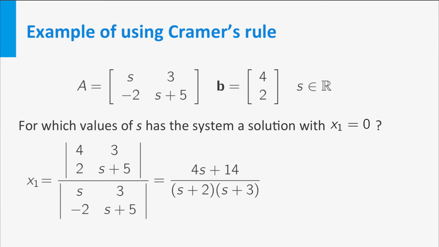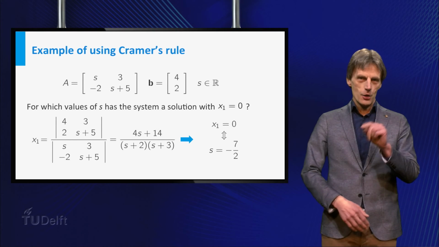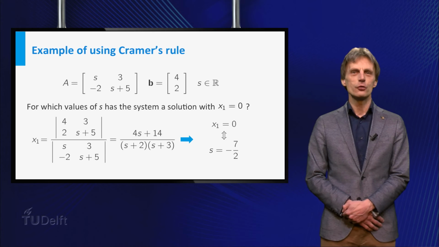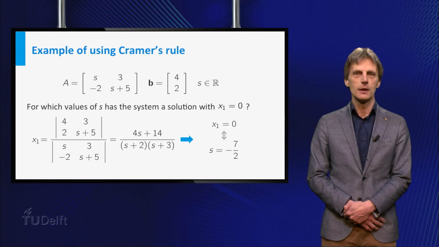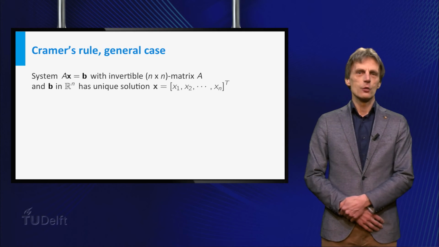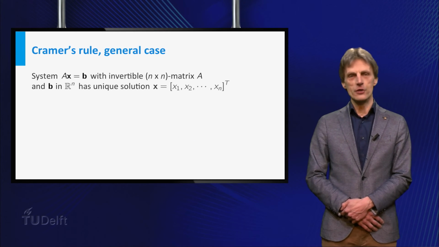And from this we can conclude that the system has a solution with x1 equal to 0 if and only if s is equal to minus 7 over 2. Note that for this value of s the solution is in fact unique because the determinant of A is unequal to 0. Now let's conclude this video with the description of Cramer's rule for the general case.